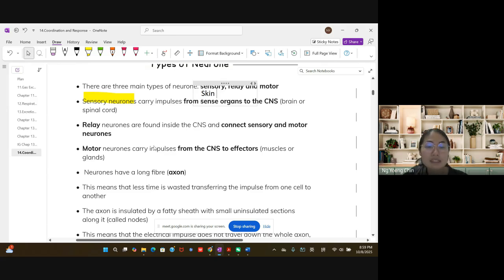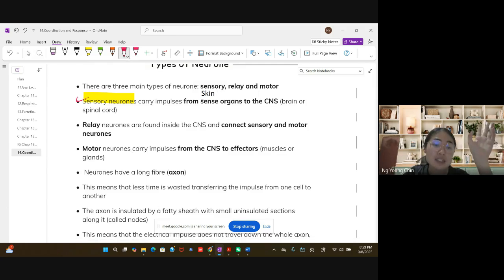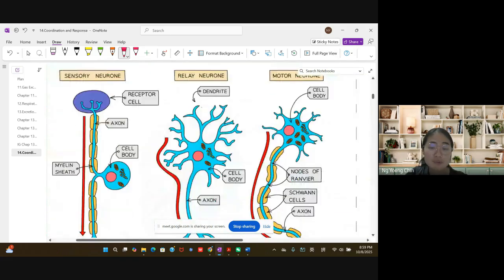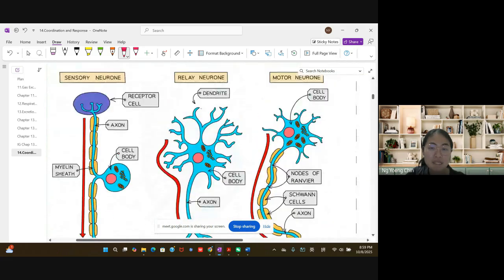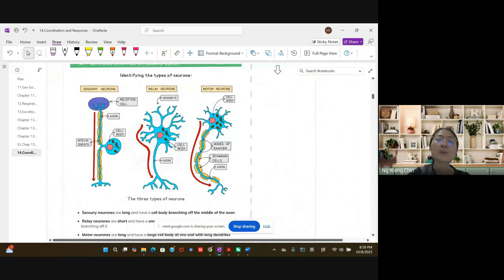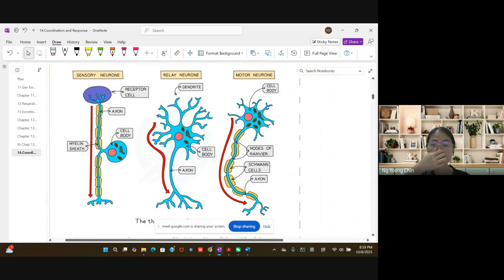The motor neuron carries the impulse from the central nervous system to the effector, which is the muscle or the gland. Three kinds of neuron: sensory, relay, and motor neuron. Maybe you can have a look at this. You need to know about the structure. You can see the structure.